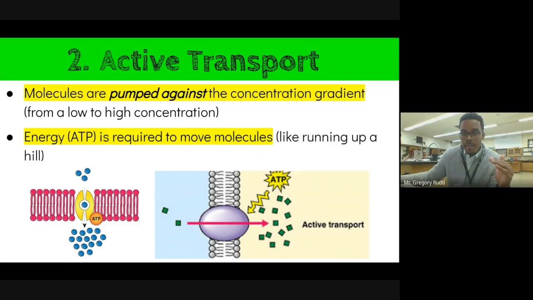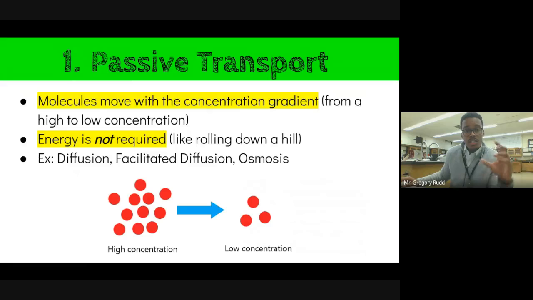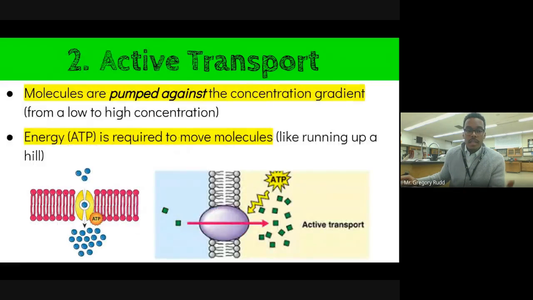But if I'm at the top of the hill, all I need to do is just kind of sit down and just allow myself to roll. It doesn't take any energy. I'm going to go all the way down the bottom. So that would be a passive process that doesn't require energy. The active process requires energy to move from a low concentration to a high concentration.